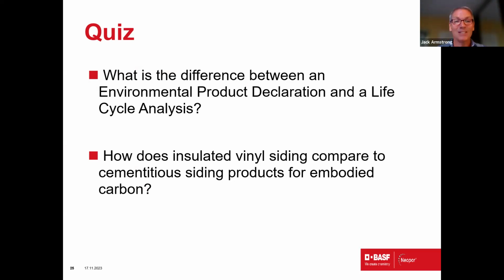So the answer for quiz number 1, what's the difference between the EPD versus the LCA? Well, remember the life cycle analysis is the whole huge report, and the environmental product declaration is just the extraction of the environmental information that makes it really easy for comparison. It's maybe a 6 or 8 page document. And quiz question number 2, how does vinyl insulated siding compare to cementitious siding? Well, remember that graph with the bar charts that we showed earlier? It's about half. So a very durable product with half the embodied energy.